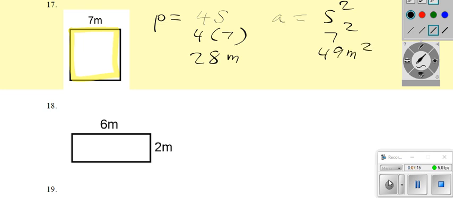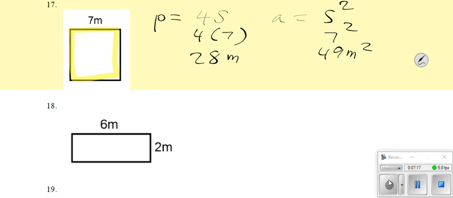Now, for those of you who still don't grasp why that is, remember, if it's 7 meters, those are 7 spaces on each length and width, and that would be 49 square meters within that perimeter of that shape.